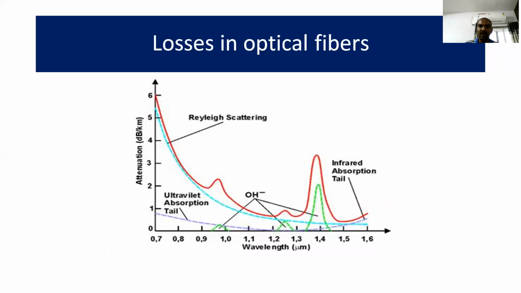And if you notice the graph or the diagram showing all the losses, here attenuation, the transmission loss, is taken on the y-axis and wavelength is taken on the x-axis. You will notice high Rayleigh scattering, low Rayleigh scattering, infrared absorption tail, OH absorption, and ultraviolet absorption. All of those are represented here.